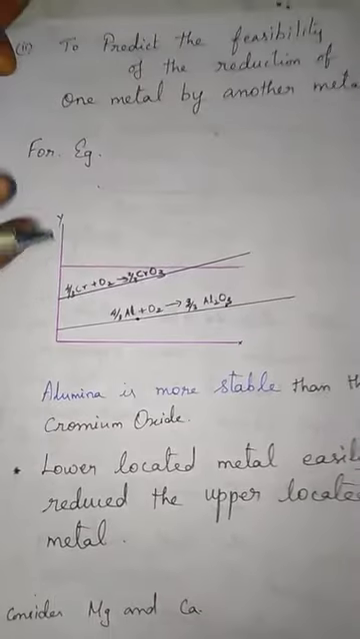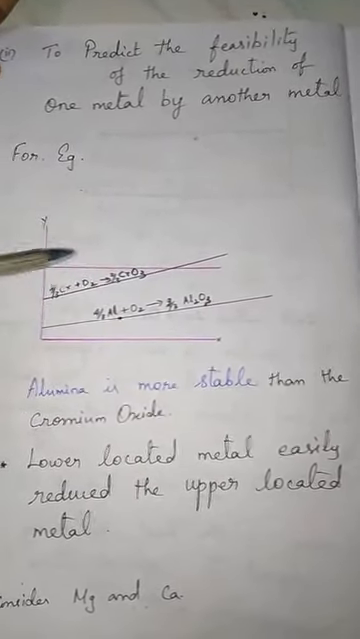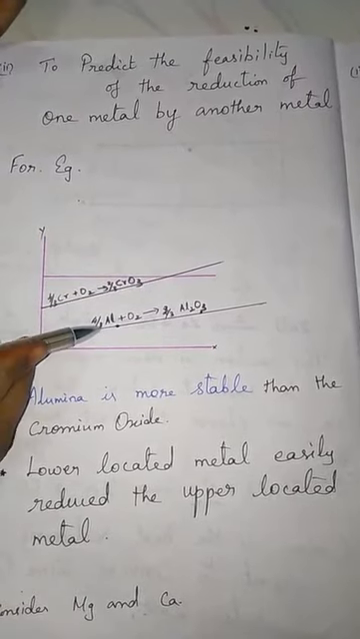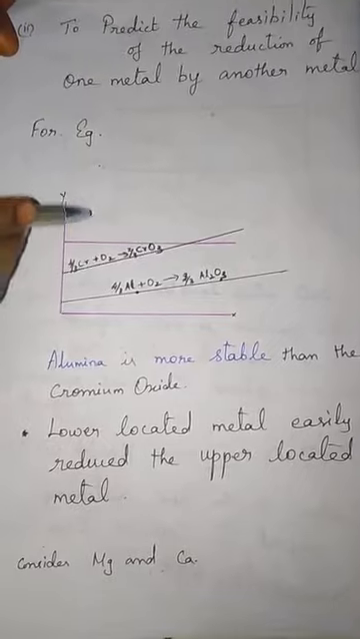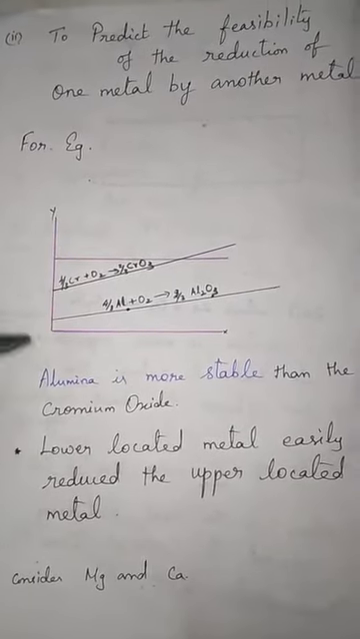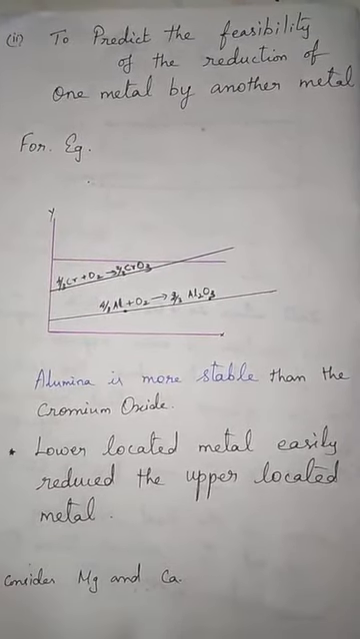Which one reduces which one? Alumina is more stable than the chromium oxide. So the lower located metal easily reduces the oxide of the metal located above. So this can be understood by the next graph.